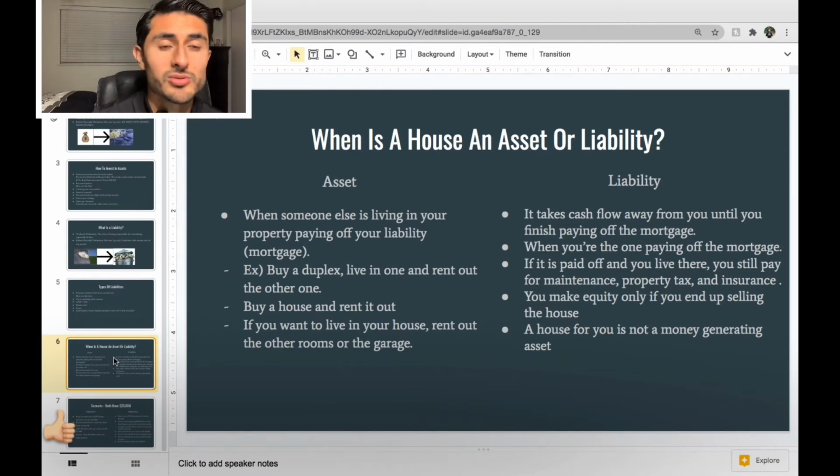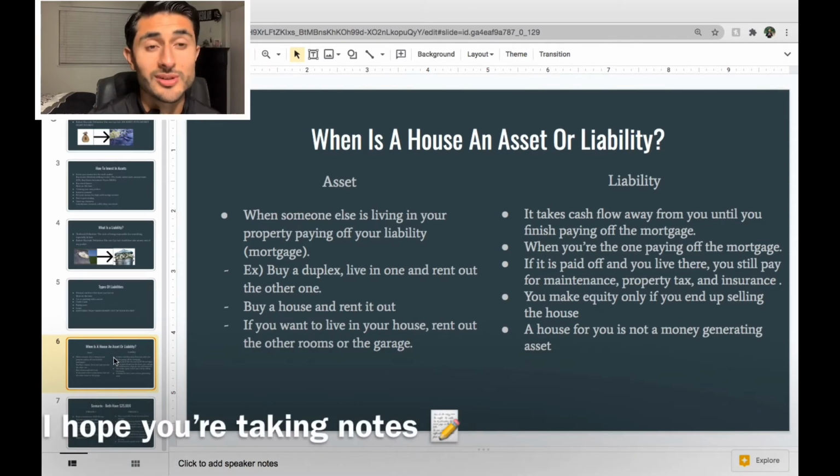Or if you're currently living in your house already, it's a liability because you're the one paying down your mortgage. If that's the case and you want to turn your liability into an asset, it's really as simple as renting out some of the rooms in your house and using that rent to pay off your mortgage. Or you can fix up your garage or something, use Airbnb to rent out the spots. All the money you're getting from that, you can use it to pay off your mortgage because you're not the one paying it. Remember, anything that's putting money in your pocket, renting, is an asset. If you're the one paying off your mortgage, it's taking money out of your pocket, and that's when it's a liability.